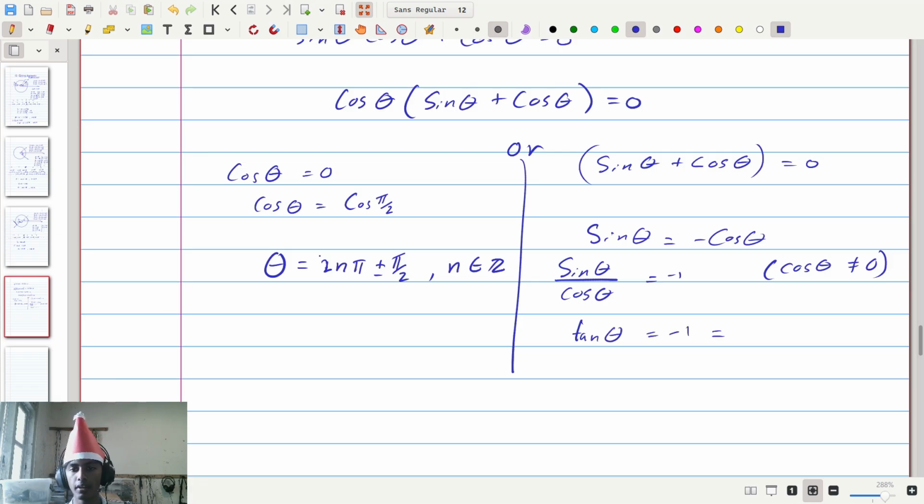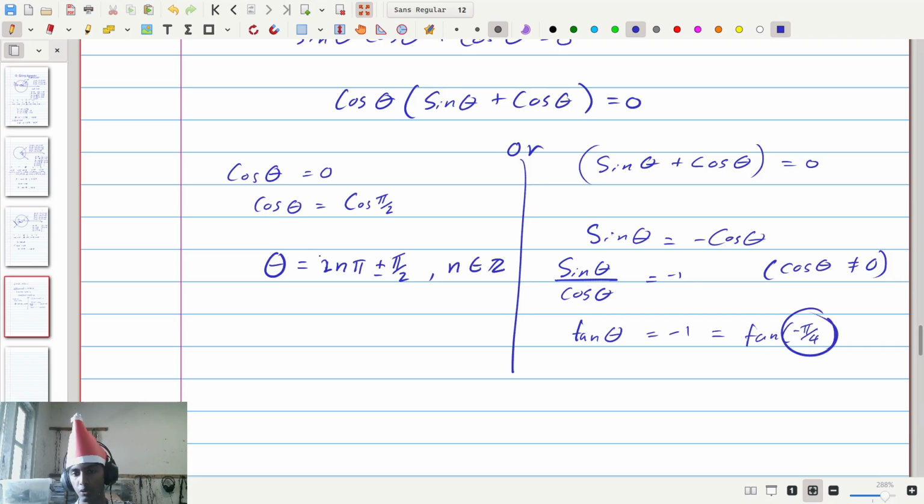And -1 is the tan of negative pi by 4, my apologies. Pi by 2 will give you an infinity with tangent, and here we can either do tan of negative pi by 4, or we can do tan of 3 pi by 4, either of them.